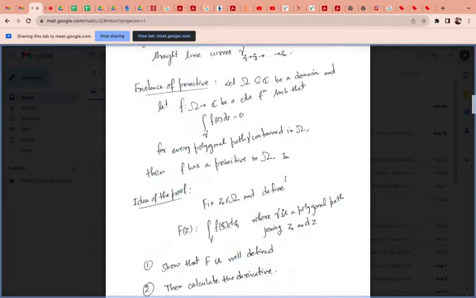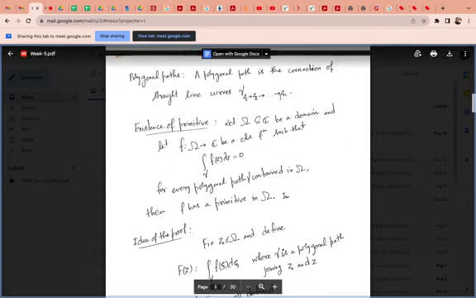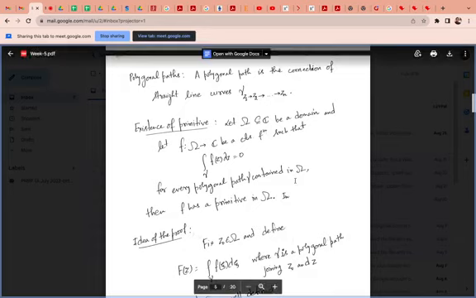So the next thing is the existence of primitive. Recall what we mean by a polygonal path. A polygonal path is a connection of straight lines, so a straight line curve. From Z1 to Zn, it will be Z1 to Z2, Z2 to Z3, and so on, Zn minus 1 to Zn. Now the existence of primitive. Let omega be any domain, and let f from omega to C be a continuous function such that the integral of f over gamma is 0 for every polygonal path gamma contained in omega. Then f has a primitive in omega.